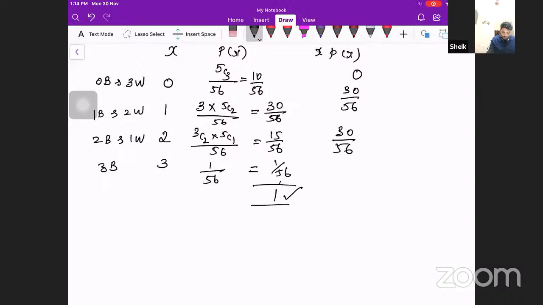Next is 2 into 15 by 56, that is 30 by 56. Then finally 3 by 56, which is nothing but 63 by 56 is our answer. What is it? 63 by 56.